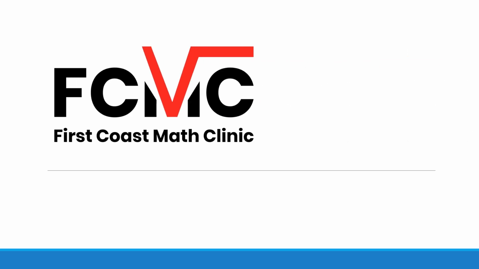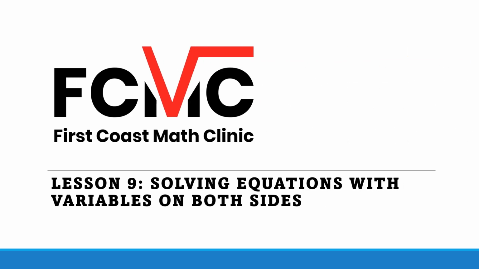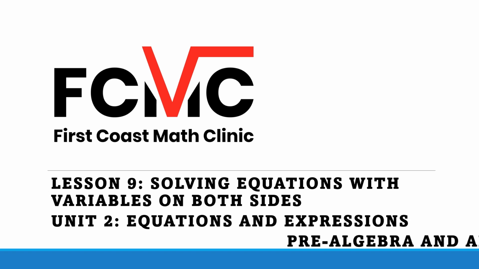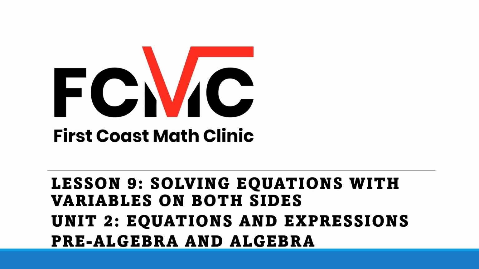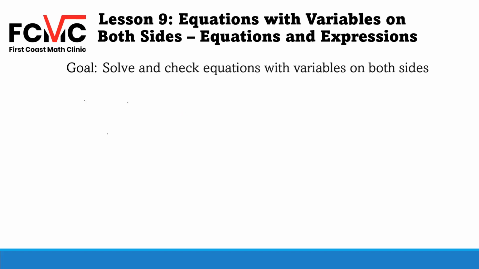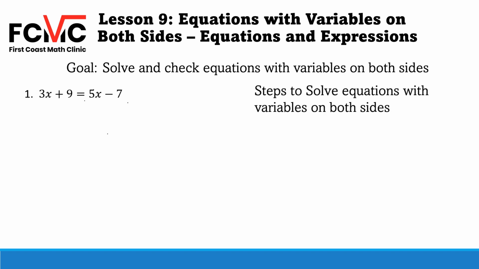This is First Coast Math Clinic with Lesson 9, Solving Equations with Variables on Both Sides, from Unit 2, Equations and Expressions, with a pre-algebra and algebra focus. So the goal in this video is to solve and check equations with variables on both sides. We're going to look at equations like this: 3x plus 9 equals 5x minus 7. And let's go through a series of steps to solve these equations.